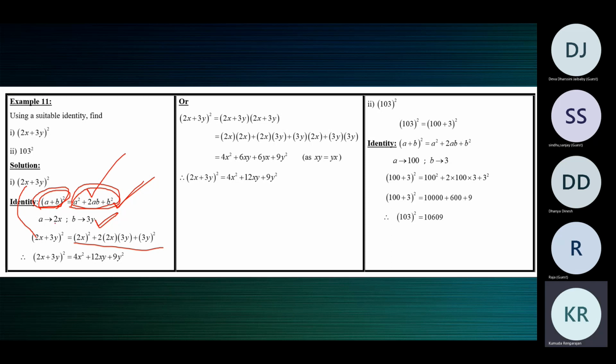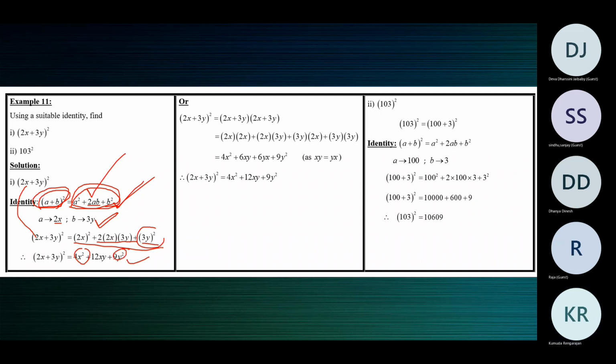a squared. So instead of a, 2x the whole square. The answer is here. Instead of a and b, you should use 2x and 3y. 2ab, 2 into 2x into 3y. b square, 3y the whole square. That's all, finished. We are done. Next step is just simplifying. What is 2x the whole square? Writing that. What is 3y the whole square? Writing out that. Next is simplifying.